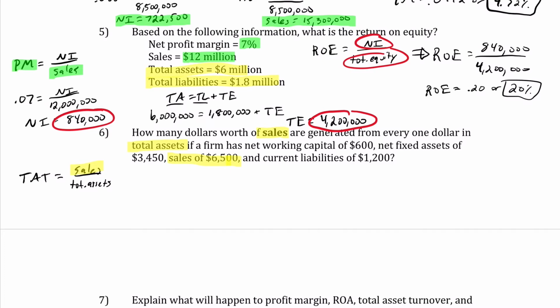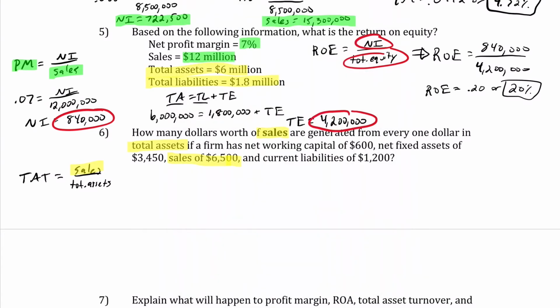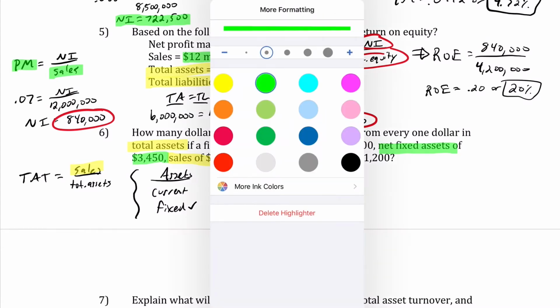So we know, based on what's given, that fixed assets are $3,450. Let me just showcase what I'm doing here. On the left-hand side of our balance sheet, we know that assets are either current or fixed. They just gave me the fixed value of $3,450. So how can I take what's provided to solve for the current assets? Well, they give us this thing called net working capital.